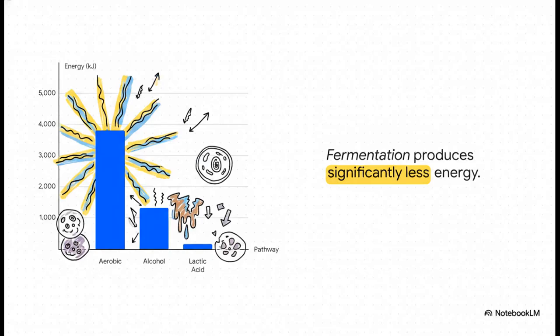And wow, this brilliantly illustrates the drastic drop in energy production when cells are forced to use fermentation. Because fermentation is just an incomplete breakdown of glucose, the energy yield is a tiny fraction of what it could be. Alcohol fermentation yields only 210 kilojoules, and lactic acid fermentation gives a mere 150 kilojoules. Just compare that 150 to the towering 2898 kilojoules from aerobic respiration. I mean, it's a massive, massive difference.